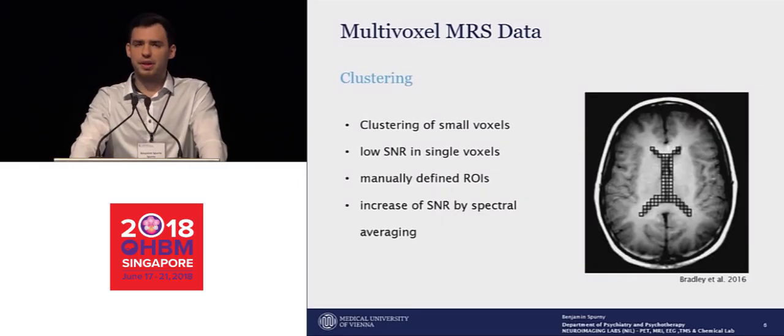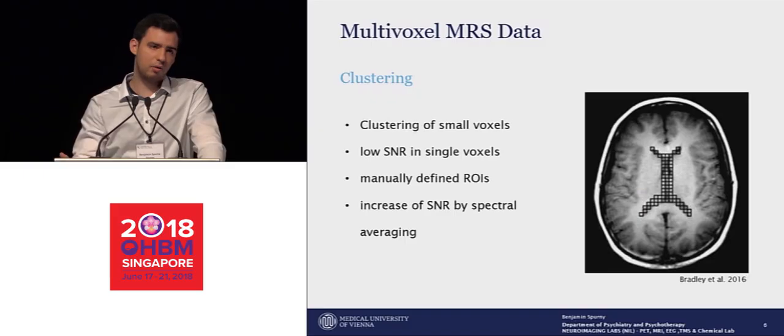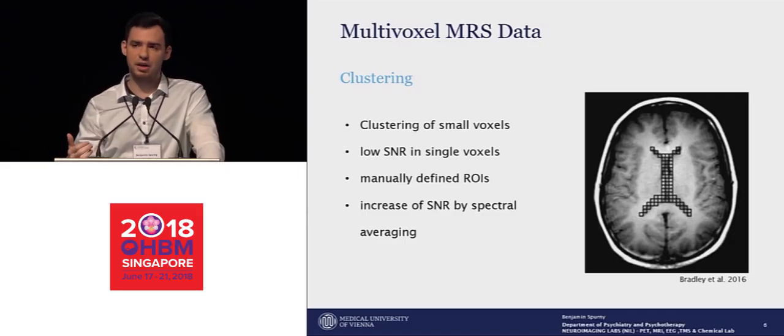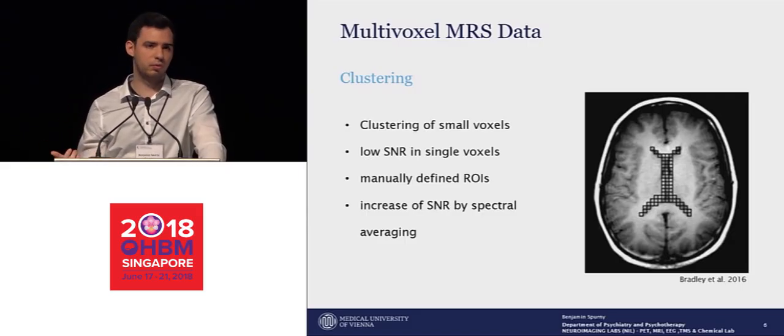This is a sequence where they have very small voxels with low SNR, so they need to perform a clustering of many voxels and spectral averaging to increase the SNR, and usually do this in manually drawn regions.